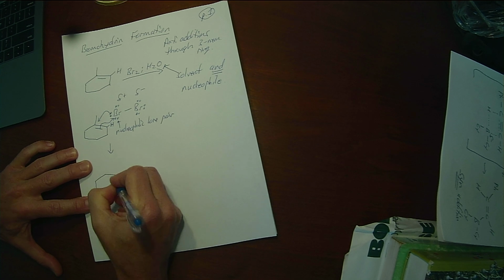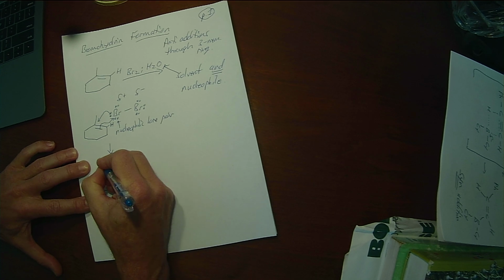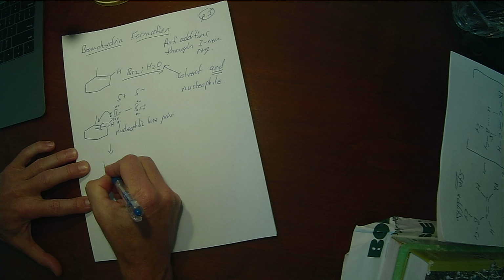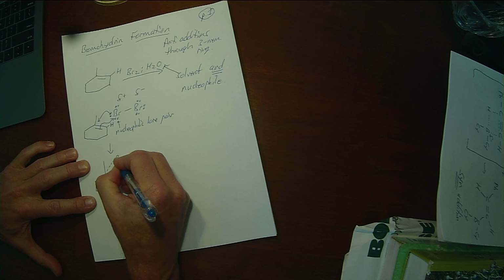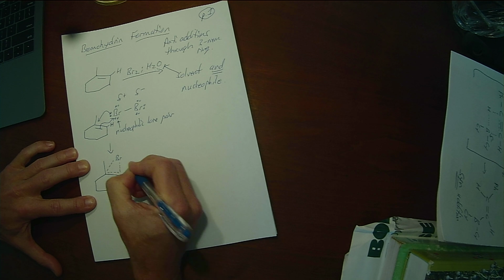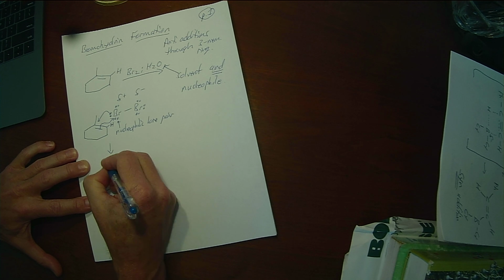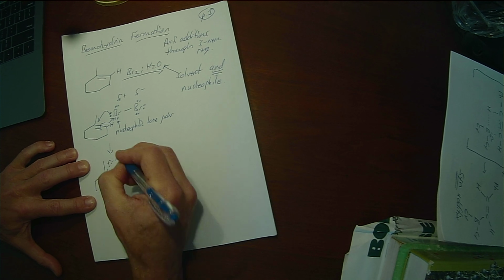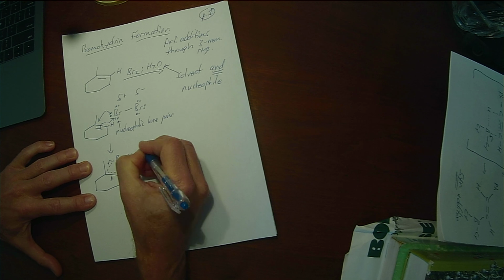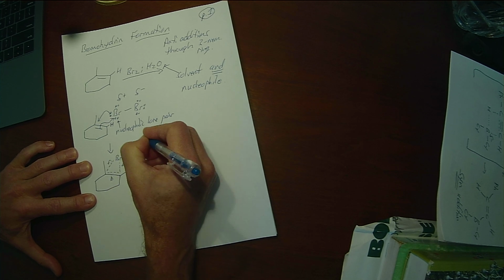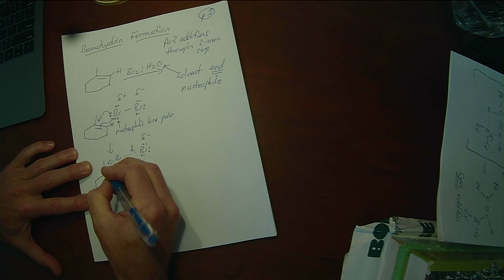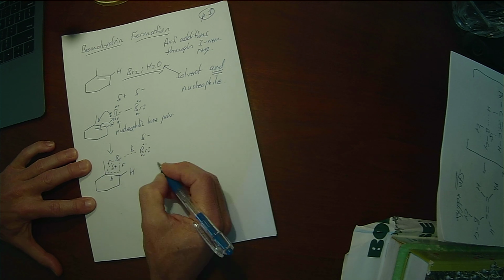Normally we don't show the transition state for this, but I'm going to show it anyway this time because I think it'll be useful for you to see that we're actually forming bonds to both carbons, and we're breaking that pi bond, and then we're also breaking the bromine-bromine bond. So we're building up a partial negative charge on the bromine that's leaving, and we're building up a partial positive charge in that ring.